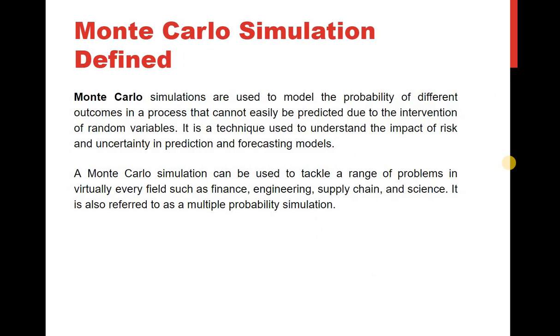So for the definition, Monte Carlo simulations are used to model the probability of different outcomes in a process that cannot easily be predicted due to the intervention of random variables. Random variables occur anywhere, in business, in gaming, in any type of situation where mathematical computations are done. It is a technique used to understand the impact of risk and uncertainty in prediction and forecasting models. So when you are creating a forecasting table, of course, you would have to factor in random variables in your prediction. Monte Carlo simulation can be used to tackle a range of problems in virtually every field, such as finance, engineering, supply chain, and science. It is also referred to as multiple probability simulation.